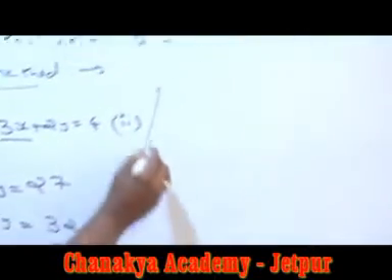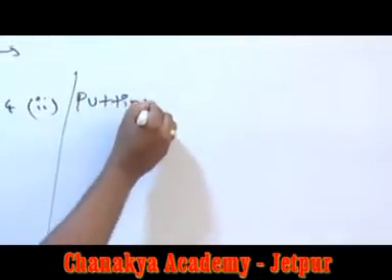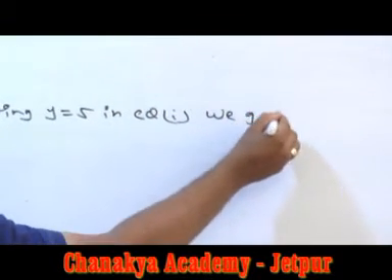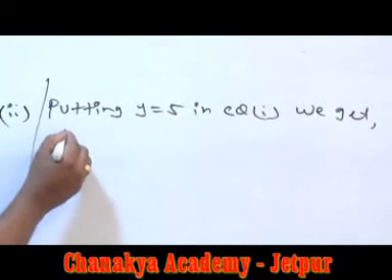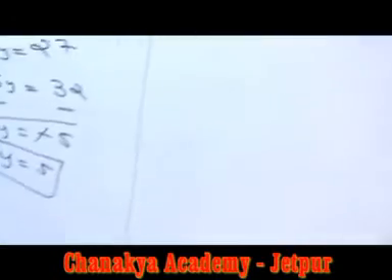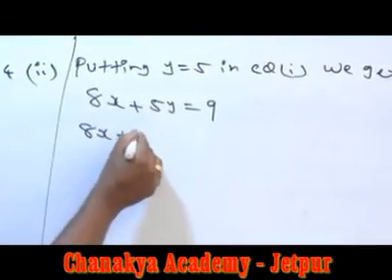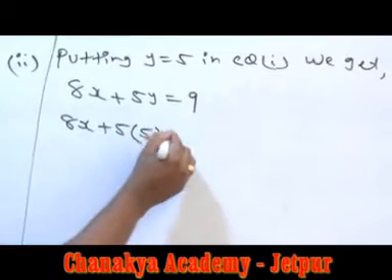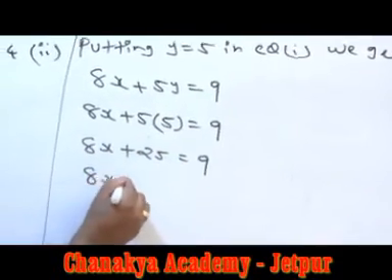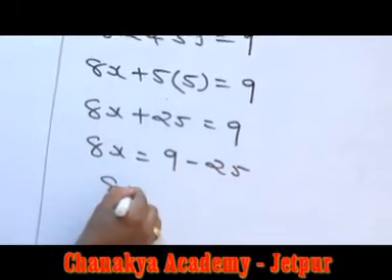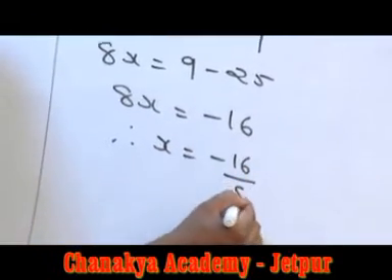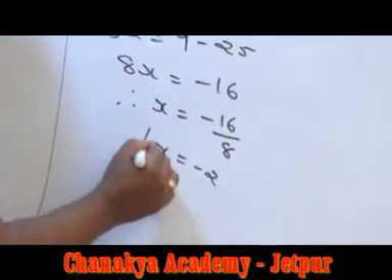Okay, students, now putting y equal to 5 in equation number 1, we get 8x plus 5y equal to 9. Now substituting the value of y in equation number 1, 8x plus 5 bracket, value of y is 5, equal to 9. 8x plus 25 equal to 9, 8x equal to 9 minus 25, 8x equal to minus 16, therefore x equal to minus 16 divided by 8, x equal to minus 2.